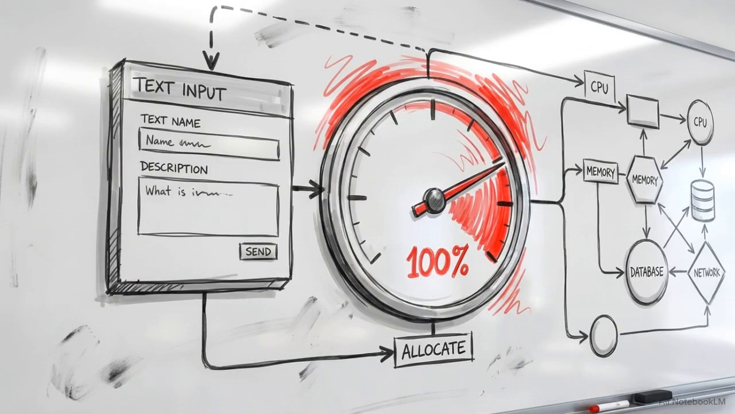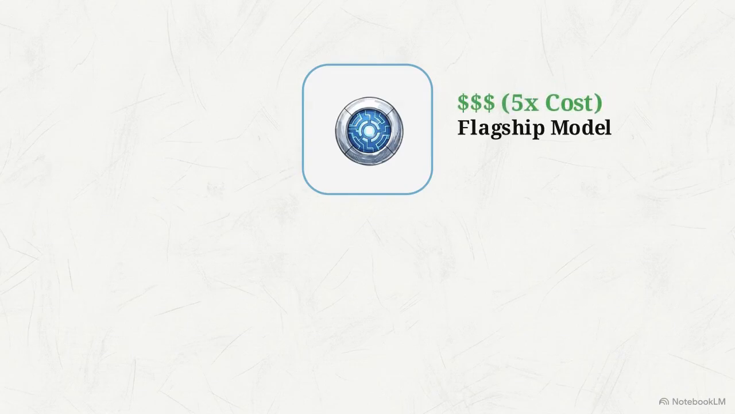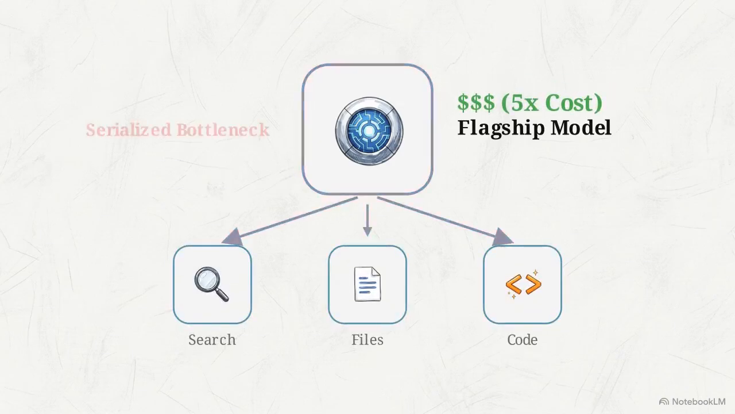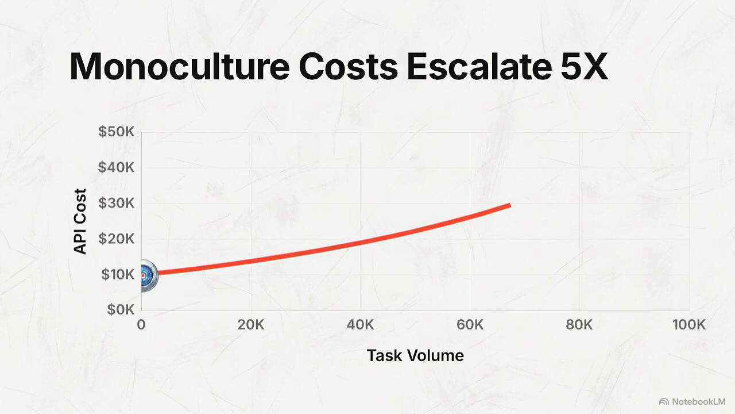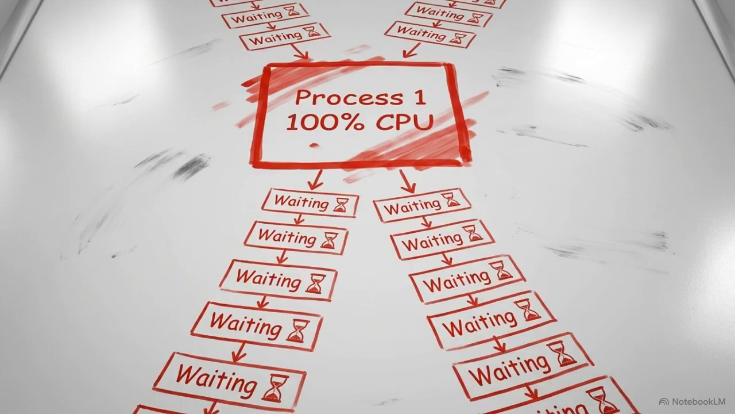Many developers fall into the over-provisioning trap. They assign a single, highly capable and expensive model to handle every single step of a project. Relying on a single agent monoculture drives up your API costs by as much as 5 times. At the same time, it bottlenecks execution and drastically slows down your output.